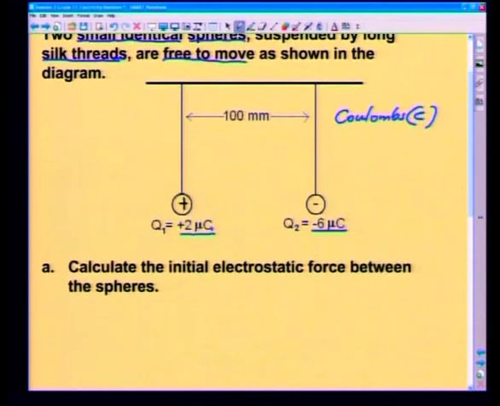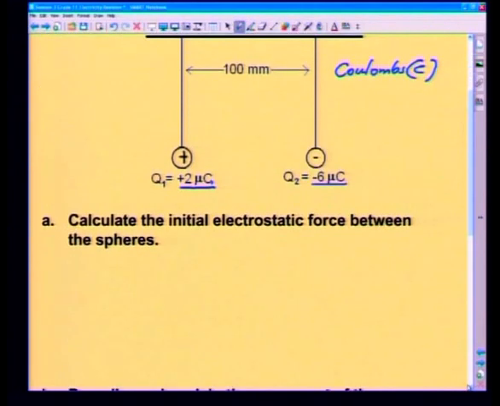Now, the question A here says, calculate the initial electrostatic force between the spheres. Initial means before any movement is happening between them. Let's find out what the electrostatic force is between them. We know from Coulomb's law that the electrostatic force is given by K, Q1 times Q2, all divided by the square of the distance between them.